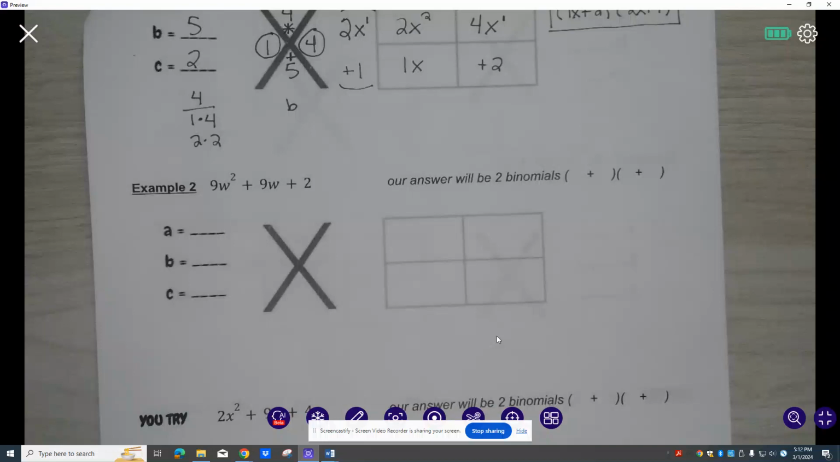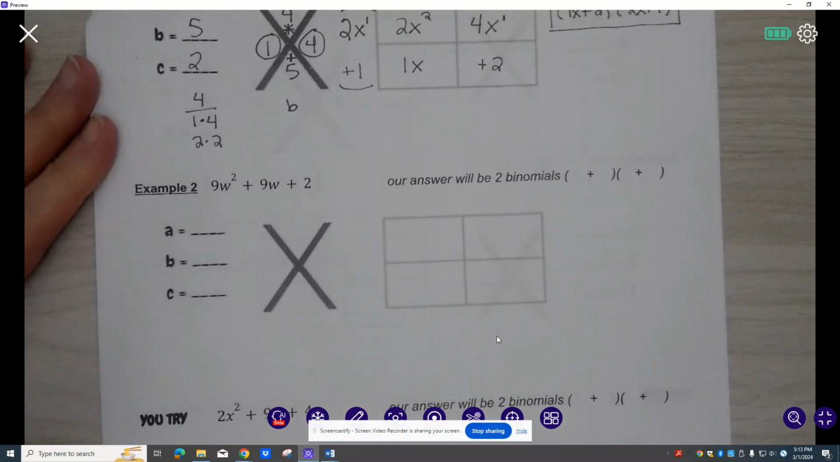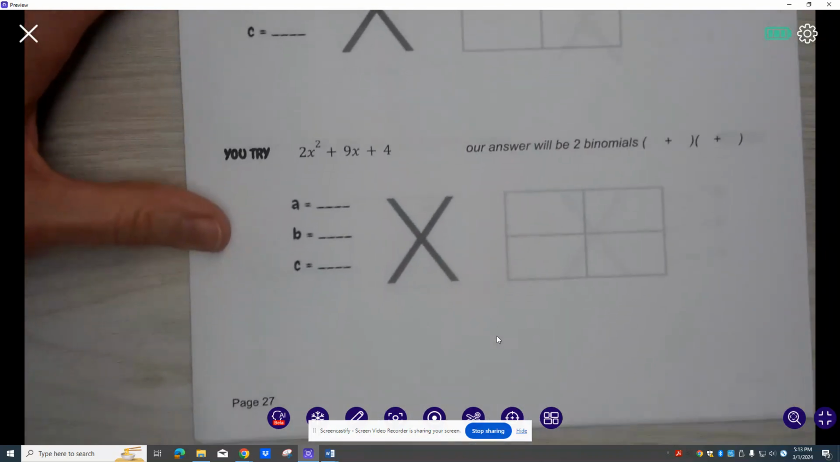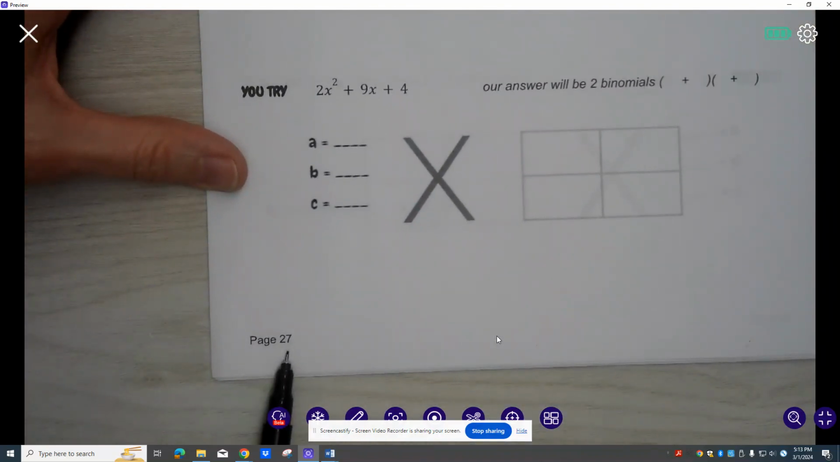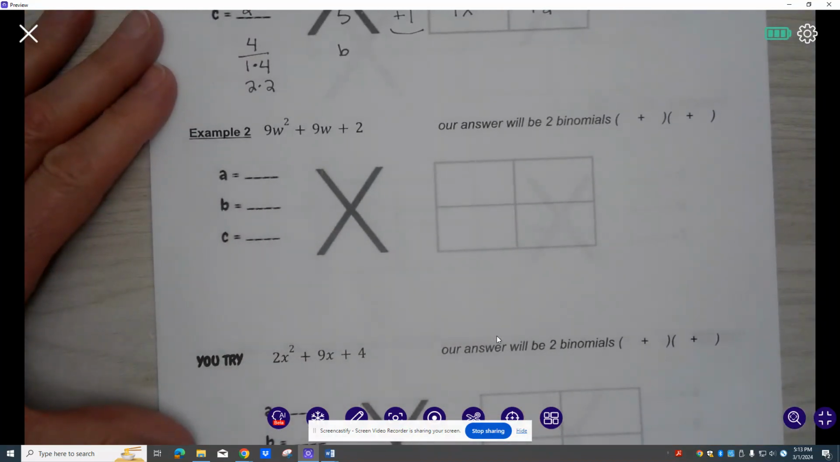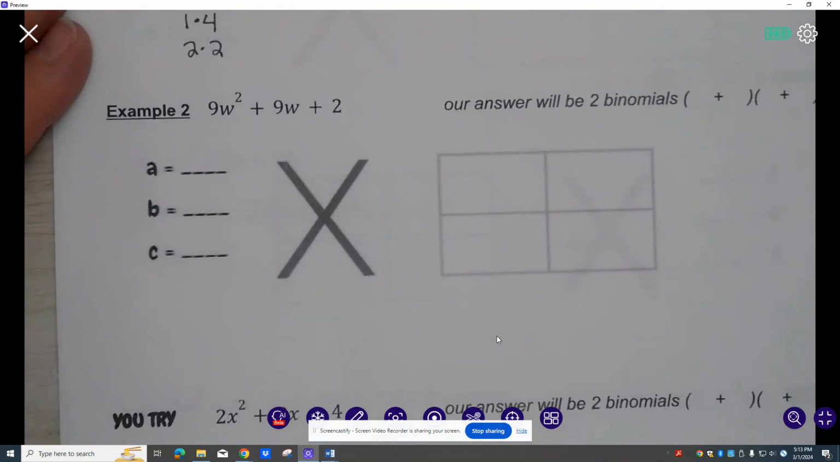Hey, Algebra 1 students, this is another Xbox factoring video. So for section 7.5 and 7.6, this is page 27 in your note packet, and I'm going to do example 2. Let me just zoom in a little bit here.